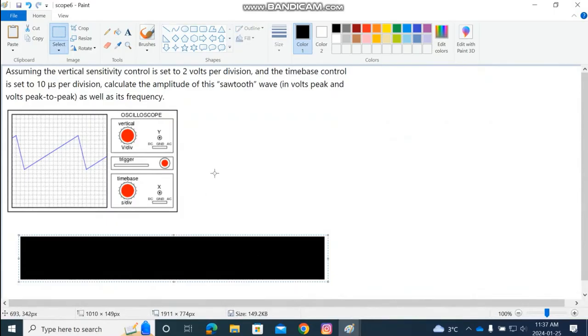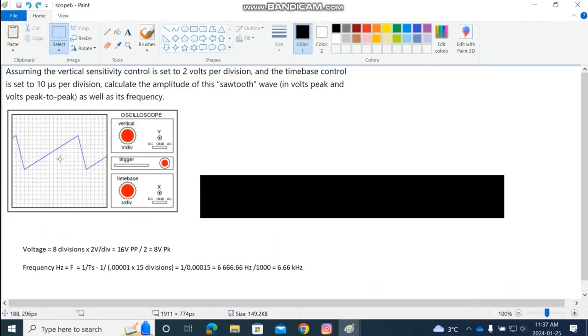Question number 6. Assuming the vertical sensitivity control is set to 2 volts per division and the time-based control is set to 10 micro, which is 10 to the negative 6th per division, calculate the amplitude of this sawtooth wave. Notice it is a sawtooth. So how do we do that?